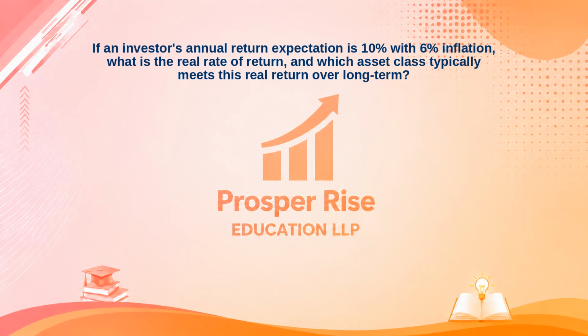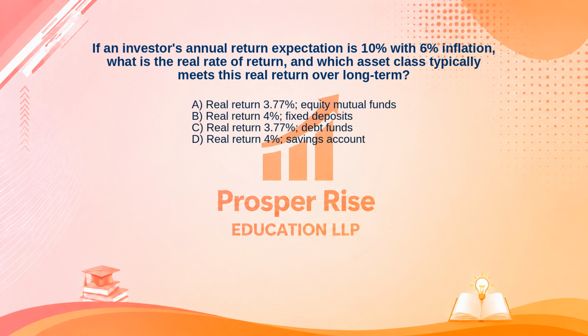If an investor's annual return expectation is 10% with 6% inflation, what is the real rate of return? And which asset class typically meets this real return over the long term? Here are your options. A. Real return 3.77%, equity mutual funds. B. Real return 4%, fixed deposits. C. Real return 3.77%, debt funds. Or D. Real return 4%, savings account.